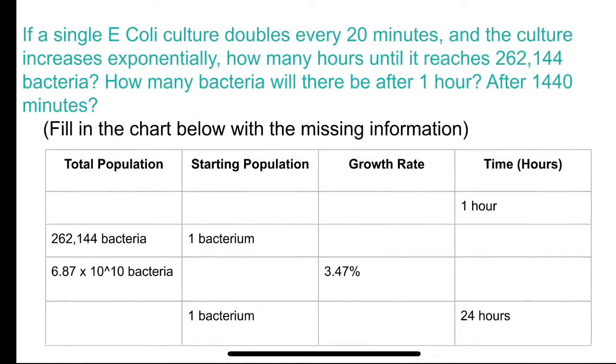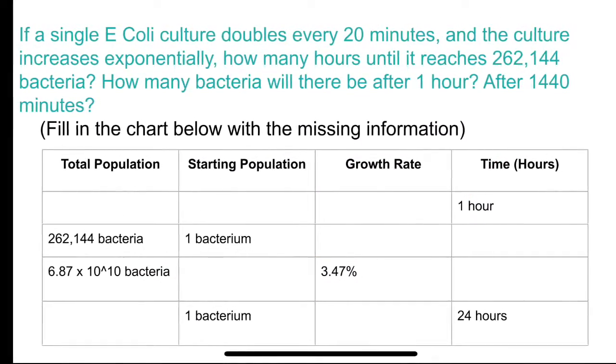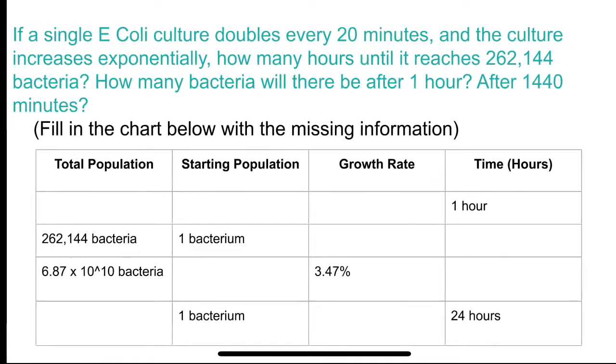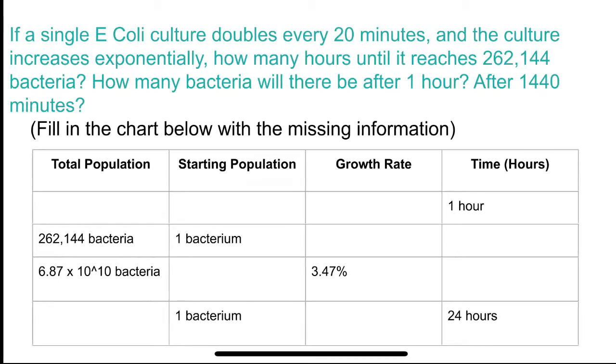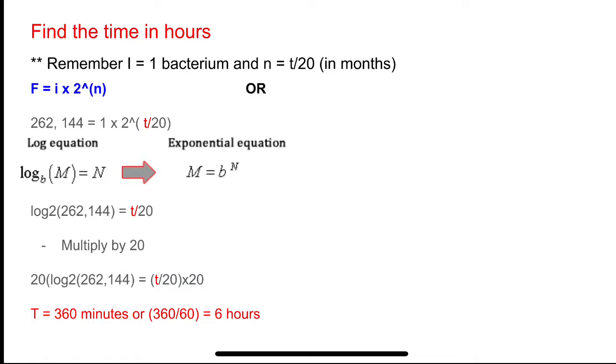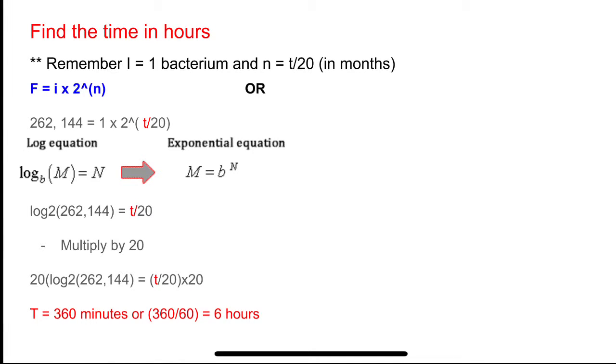Now on to part 3. For this, we would like to find out how many hours it will take for the E. coli to reach 262,144. We can see on the chart that the starting population is 1 bacterium. For this problem, we are looking to find t, and again we have 2 options. The first option uses the F equals I times 2 to the power of n equation.